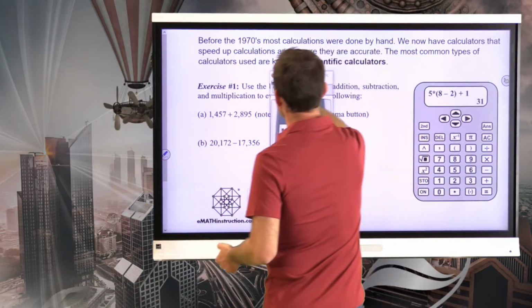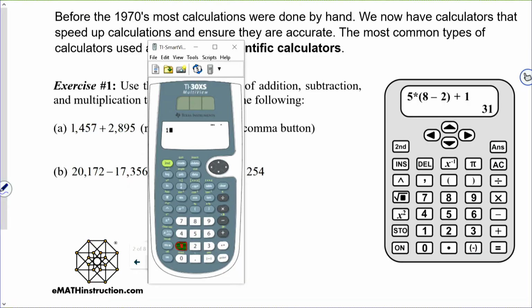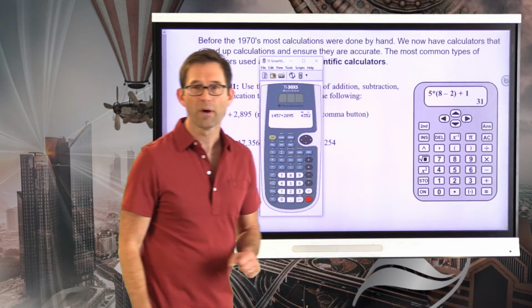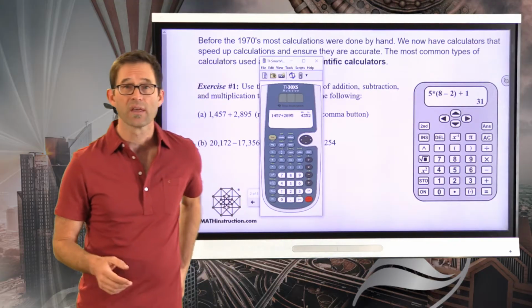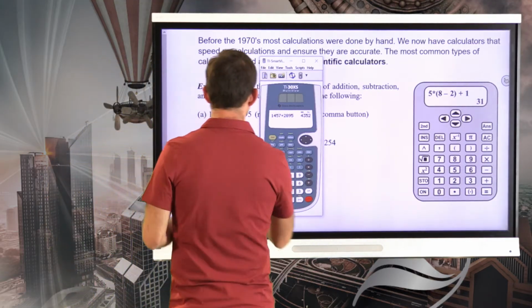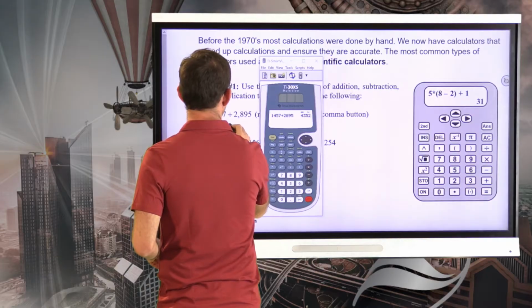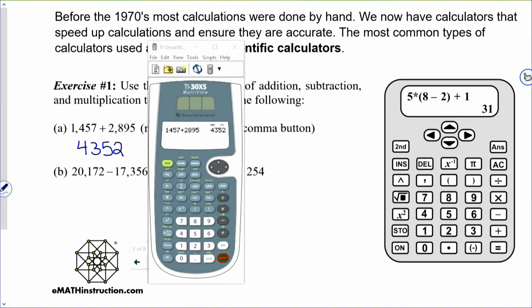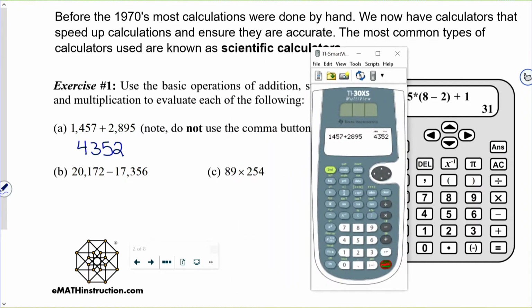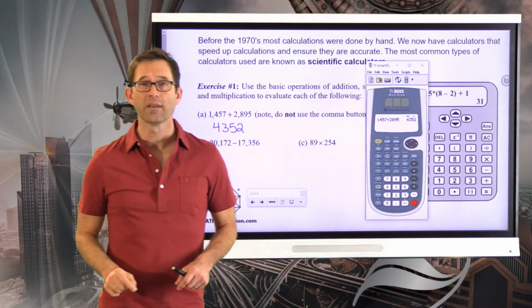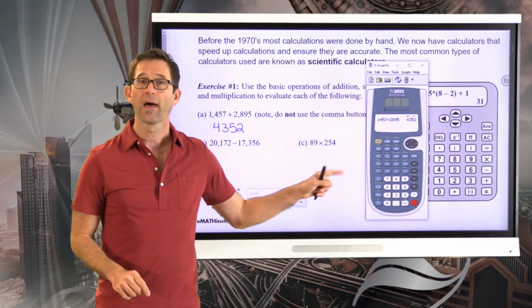I'm going to just bring my TI calculator right over here. I want 1,457 plus 2,895. Now notice I'm not actually using any commas anywhere, and now I'm going to hit the enter button. Some calculators have enter buttons, some calculators have equal buttons, things like that. This particular sum ended up being 4,352. So quite simple, right? Nothing really all that hard about that. Why don't you go ahead and use the scientific calculator to do this difference and this product.